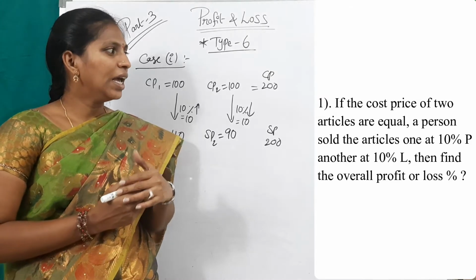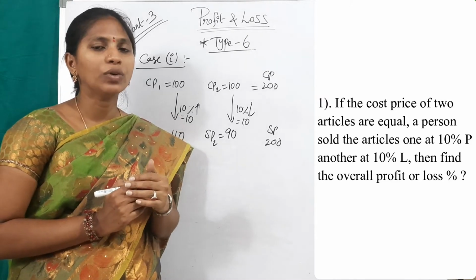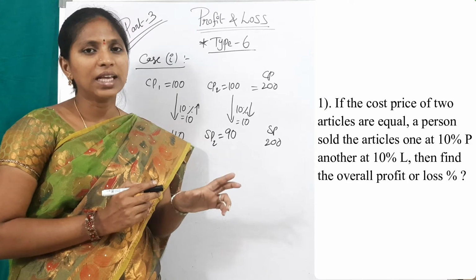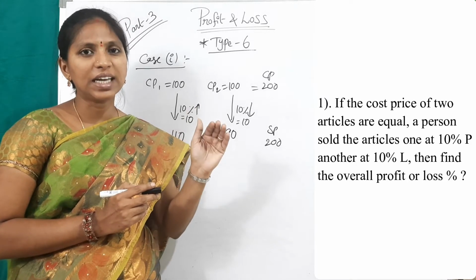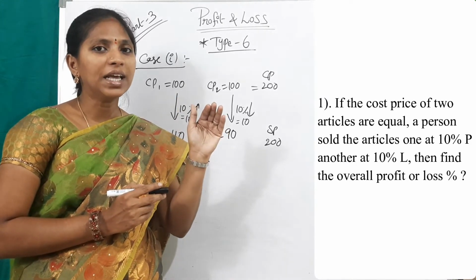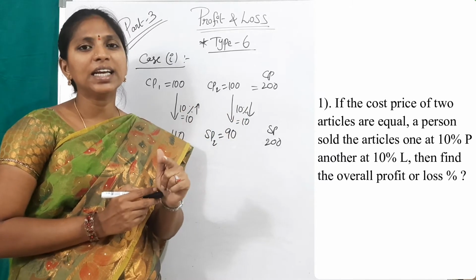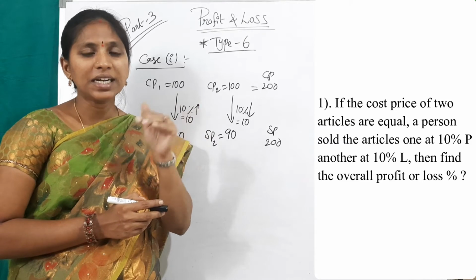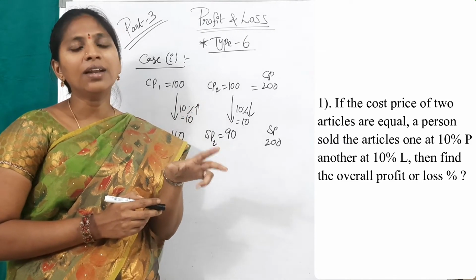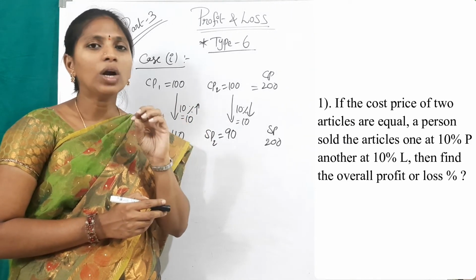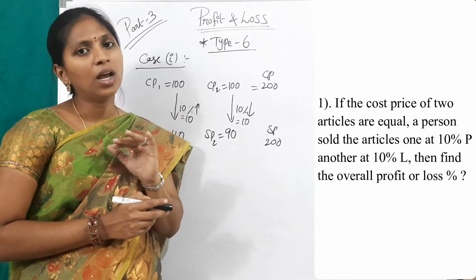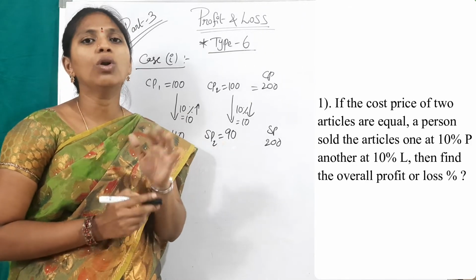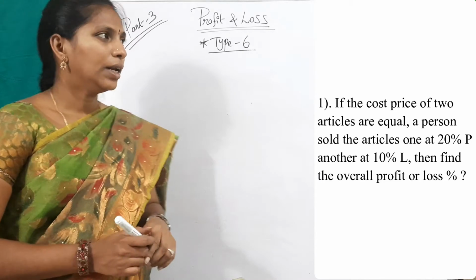Here cost price and selling price are both equal, so there is no profit and no loss. Very important: if the cost prices of 2 articles are the same, and the selling price of the first article is at 10% profit and the second article at 10% loss, meaning profit and loss percentages are equal here, then finally we cannot get any profit or any loss. No profit and no loss is the result. Now case 2.